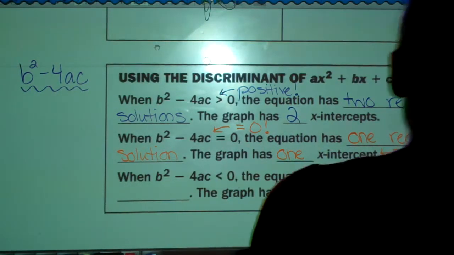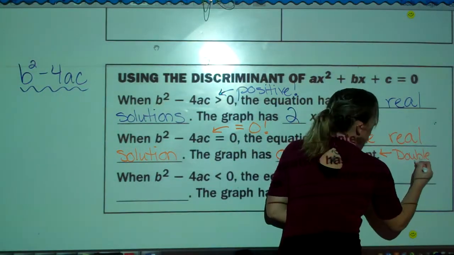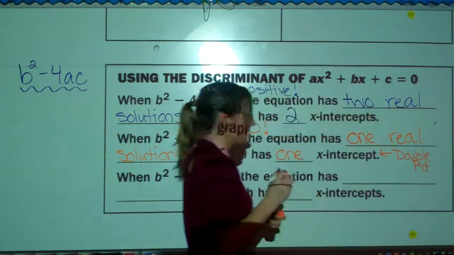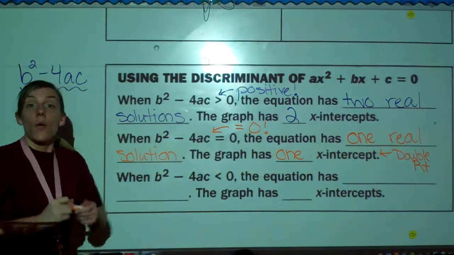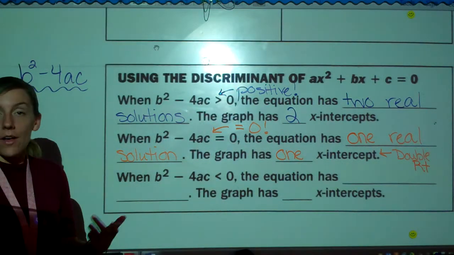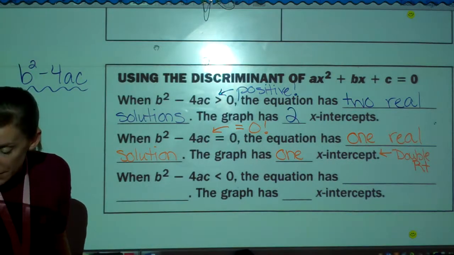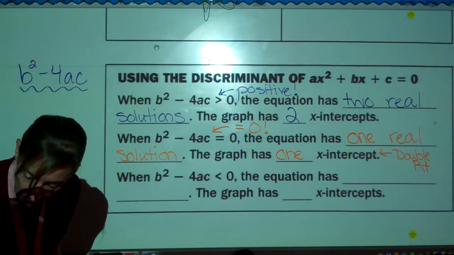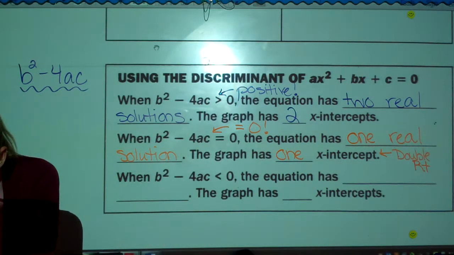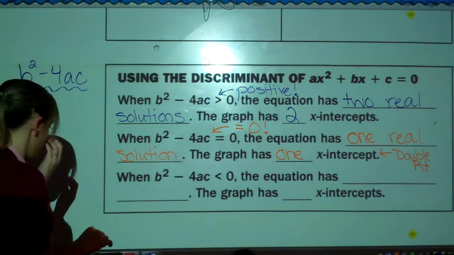Okay, so that means that it is a double root. Okay, so that one place where it crosses counts for both answers. And we've definitely talked about that before. We've seen it before, so I just want to point that out one more time.